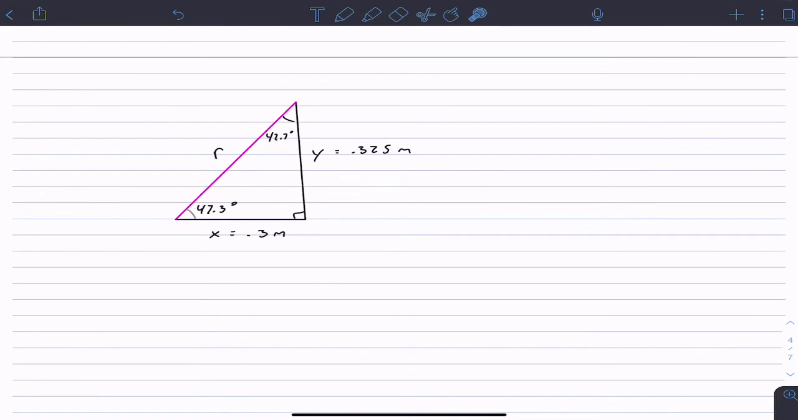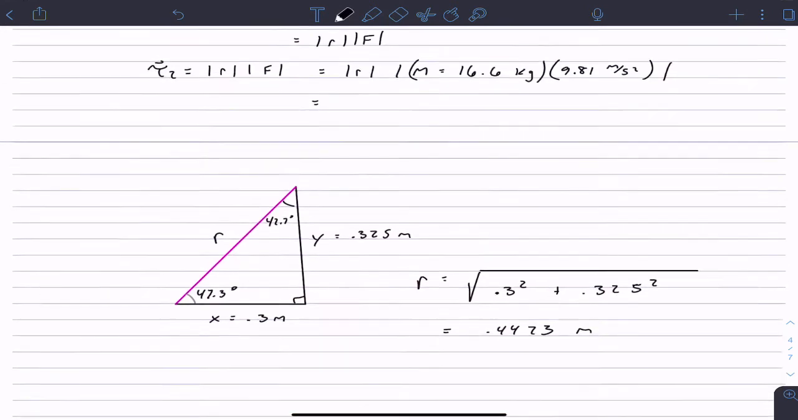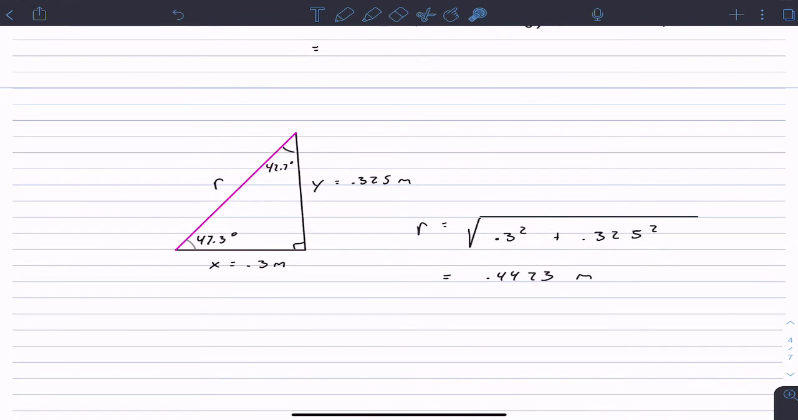Right? What is R? R is equal to the square root of, using the Pythagorean theorem. Since we know what these values are, we can just square those. 0.3 squared plus 0.325 squared, all under a square root. Doing that gives us a value of 0.4423 meters. That seems reasonable enough, considering that this is going to be a little bit longer than both of these, right? And it's approximately on the same order of magnitude, so I think we're doing good.